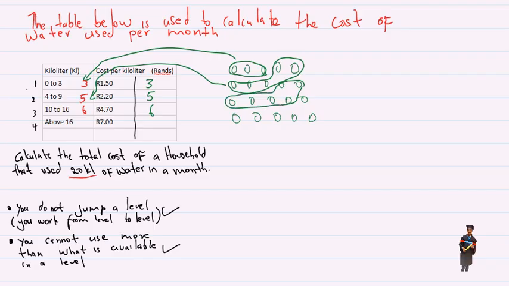We are going to use these 6 kiloliters. Let me throw it underneath. I think it's in level 3. Okay, and then we are left with another 6 kiloliters. Are we able to use it?